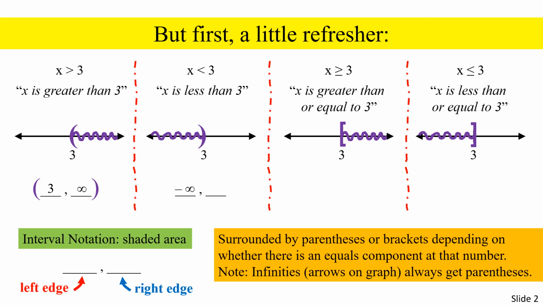Second one, X is less than 3. The left edge of the shaded area is an arrow. That's negative infinity. The right edge of the shaded area is 3. Infinity always gets parentheses, and the 3 is not included, so it also gets parentheses.